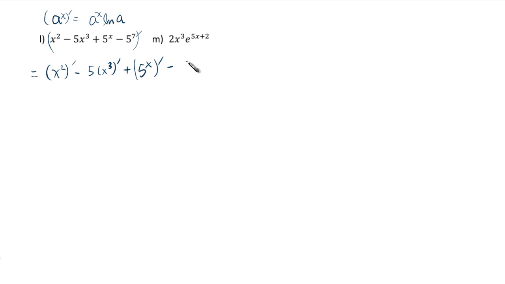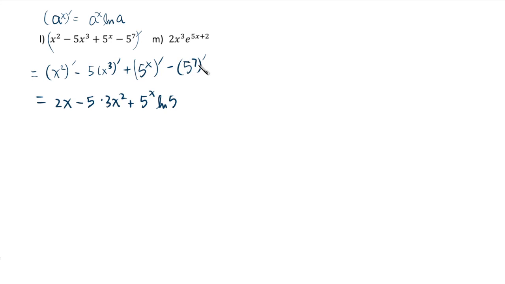And then minus 5 to the 7th prime. X squared differentiates to 2x. X cubed differentiates to 3x squared. 5 to the x differentiates to a to the x ln a using this formula, right? So it's plus 5 to the x times ln of 5. Now this last one here, 5 to the 7th power, well, it looks like a function, but that's a number. That's a huge number. I don't know what it is. You just multiply 5 by itself 7 times, but that's a number.